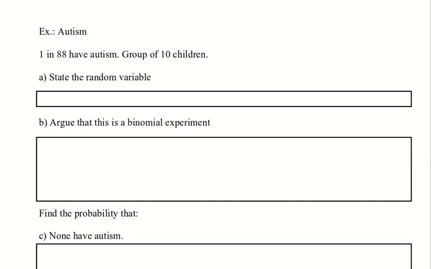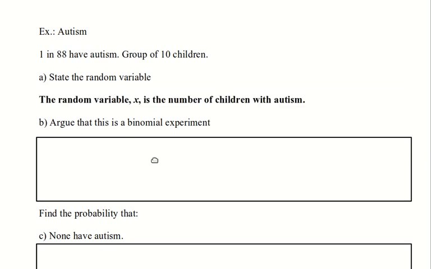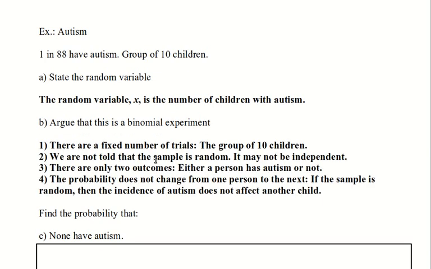So 1 in 88 have autism. A group of 10 children is perhaps randomly selected. So let's state the random variable. X is the number of children with autism. We're considering that the success. We're certainly told that there's a fixed number of trials. There's 10 children. We have no reason to believe that this collection of 10 children is random. Therefore, we have no reason to believe that the probability of randomly selecting one child with autism won't affect another.